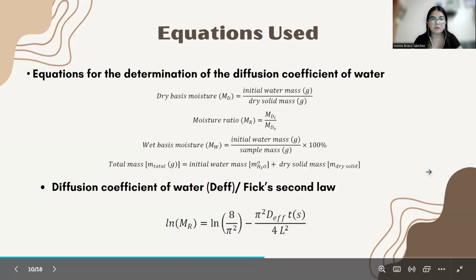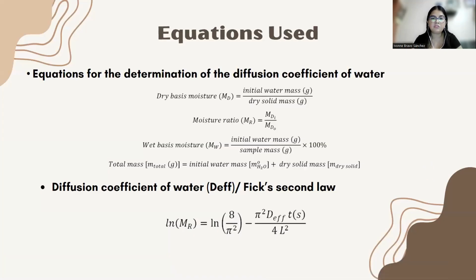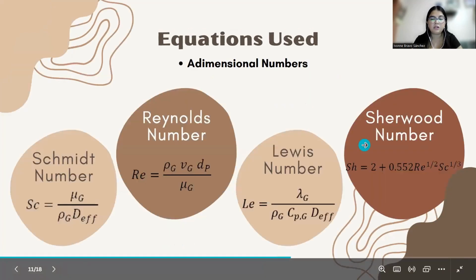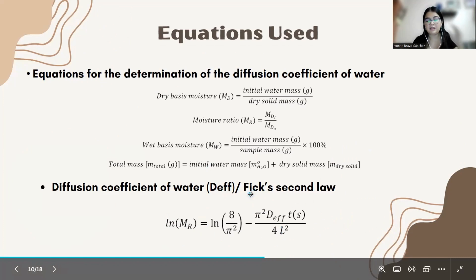Now, what are the equations that we use? We use equations for the determination of the diffusion coefficient of water. First, we have to know the dry basis moisture, which was a division that we can see here in the slide. Then we calculate the moisture ratio, then the wet basis moisture, and finally the total mass. And what is the total mass? The initial water mass plus the dry solid mass. Then we calculate the diffusion coefficient of water with this natural logarithm equation, which is very extensive.